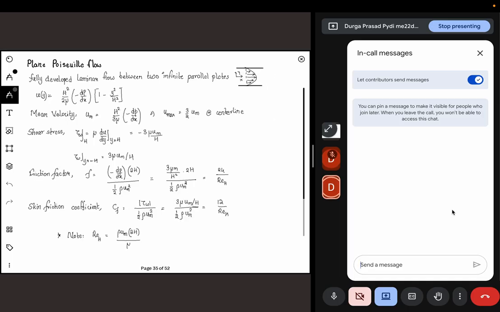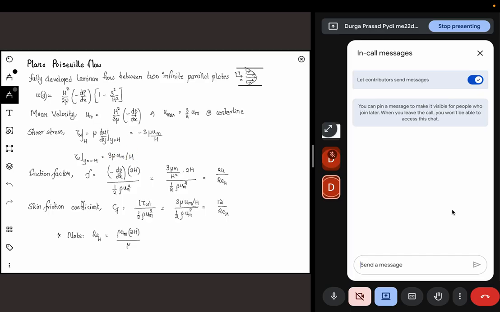Obviously, the next questions are what is the shear stress, what is the net drag force that is acting. All these questions will come later. So the first one is the shear stress, which is tau w equals mu times du dy. If you substitute that, I'm getting a value of 3 mu um by h.